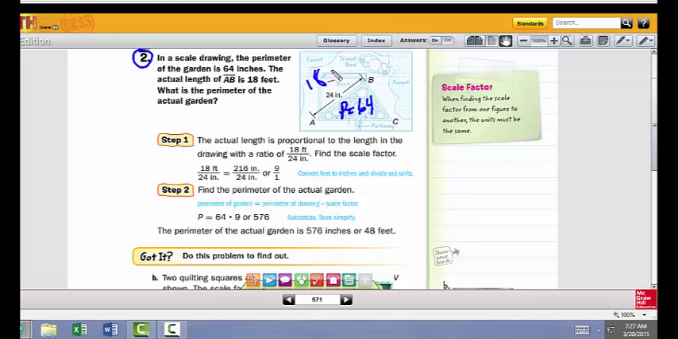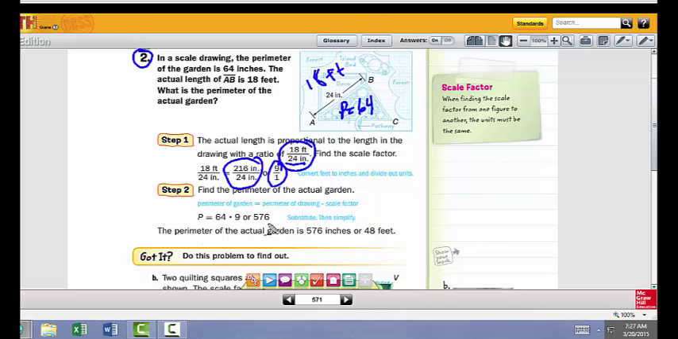So I'm going to label that here, that's 18 feet. What is the perimeter of the actual garden? So again, they're going to do the math here in order to take the 18 feet to 24 inches, and I'm going to introduce you to a really interesting concept here. What they did is they changed all the feet to inches because we have inches here and feet here, so notice what they did here, and they came up with a scale factor of 9 over 1.